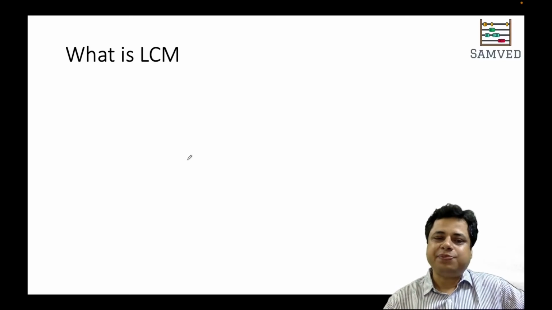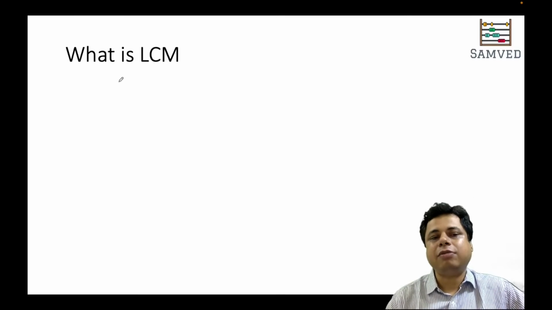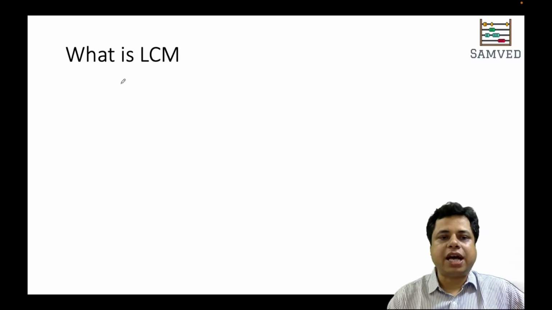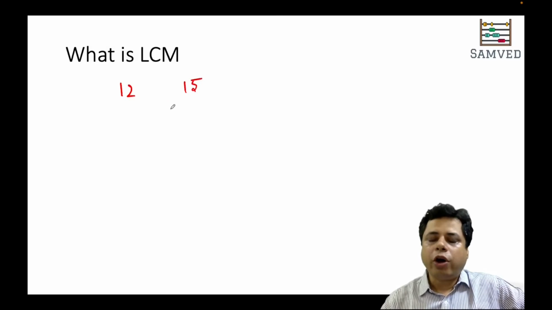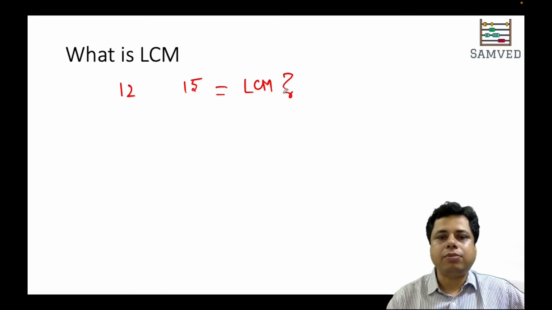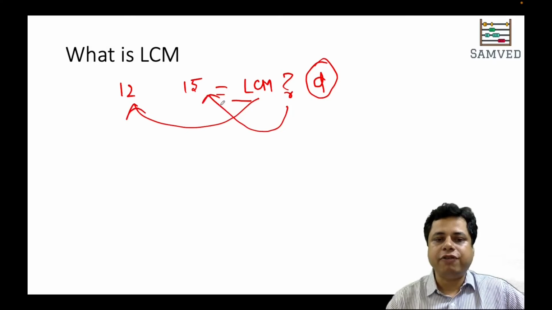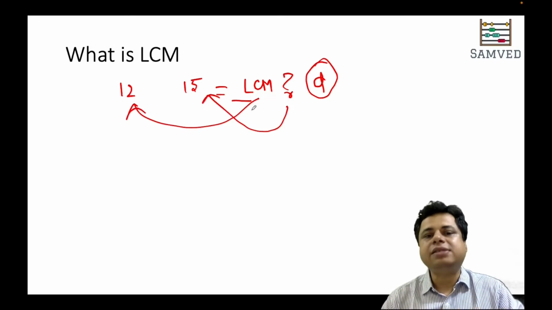Having said that, let us try to find out what are the ways of finding an LCM of a given set of numbers. Suppose, for example, I have two numbers: 12 and 15. What would be the LCM of these two numbers? As I said, I have to find a number which is divisible by both 12 and 15, but it needs to be the smallest such number.